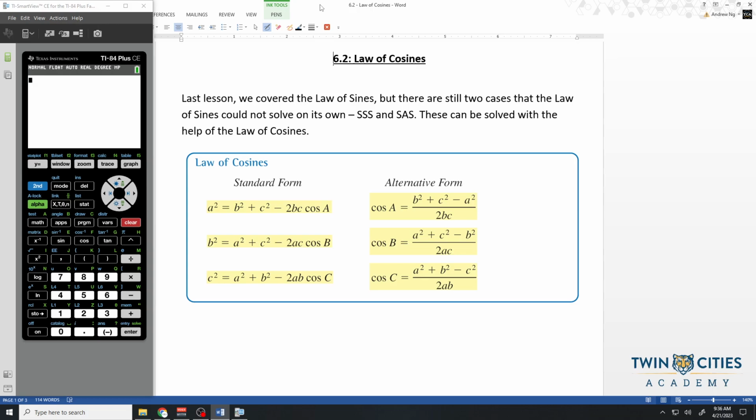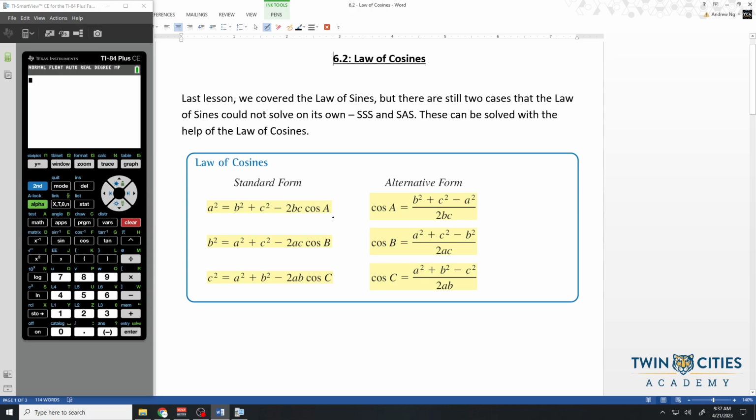I've got two forms. One is the standard form. Here are three variations of this, just changing based on whether I'm solving for A, B, or C. And then the alternative form, this is just the standard form, but things are mixed around a bit. Cosine of A equals B squared plus C squared minus A squared over 2BC. So you're just solving for your cosine of A, and then once you have that, you're going to do the cosine inverse.